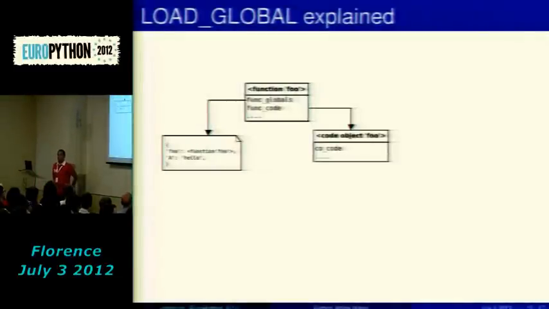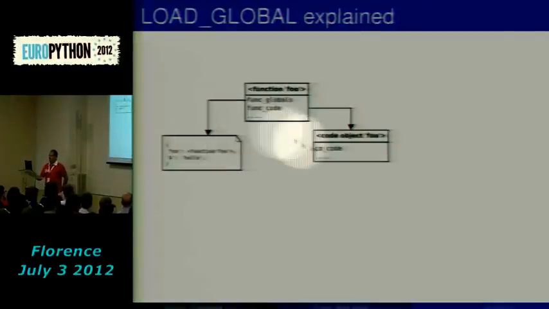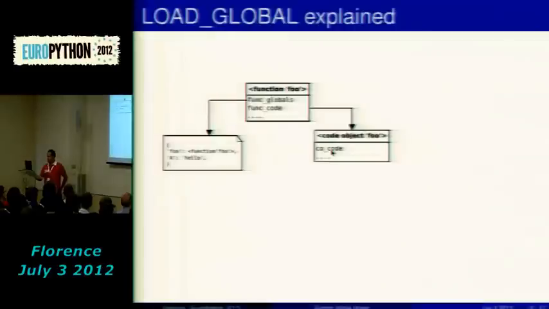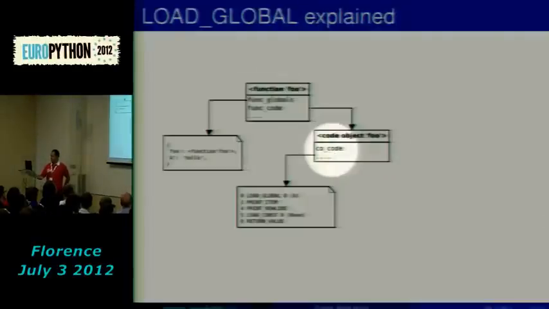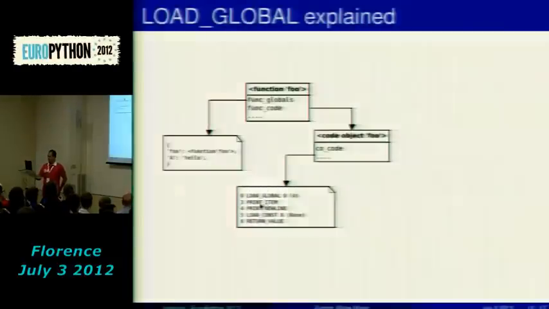func_code is a code object. What is a code object in Python? It's the object which contains the actual logic inside a function. Among other things, it contains the co_code attribute, which contains the actual bytecode. This is the assembly, and we can see that there is this LOAD_GLOBAL bytecode at the beginning, and we are trying to load global the name a. What happens is that when we execute the code object, we go to load global the name a inside the func_globals dictionary.